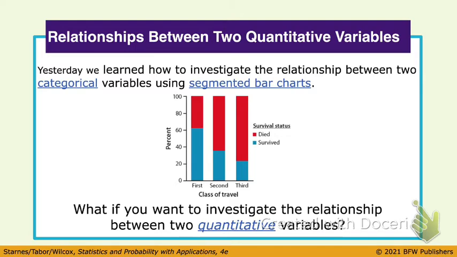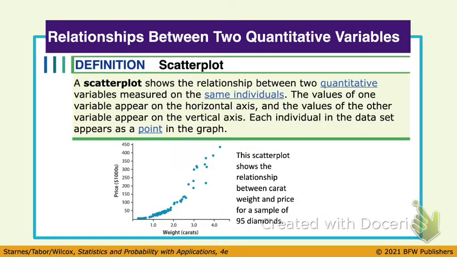There's a category for the x-axis, the explanatory variable. There is a category for the response variable, survival status. But what if we want to look at two quantitative variables? Anybody have a guess what we're going to use? Yeah, we're going to use a scatter plot.